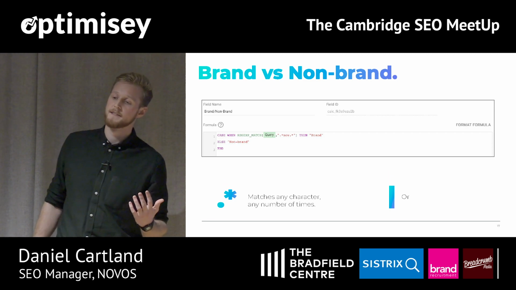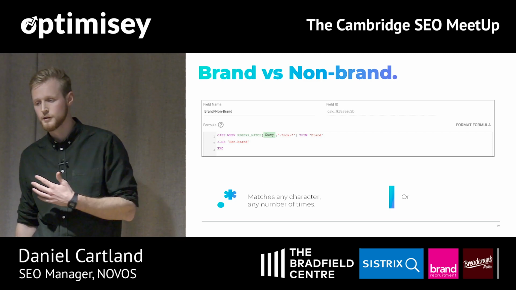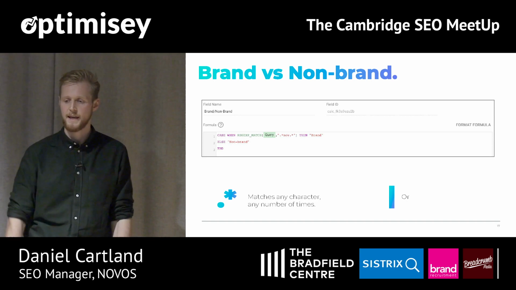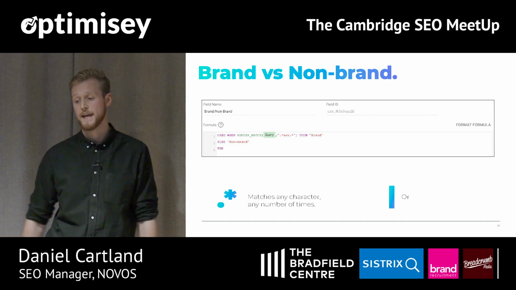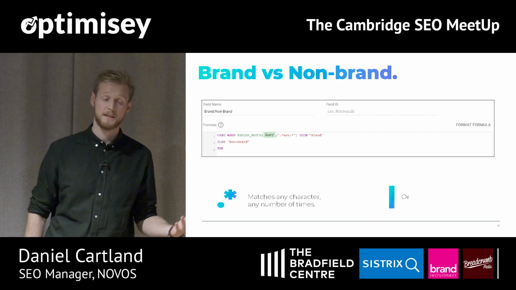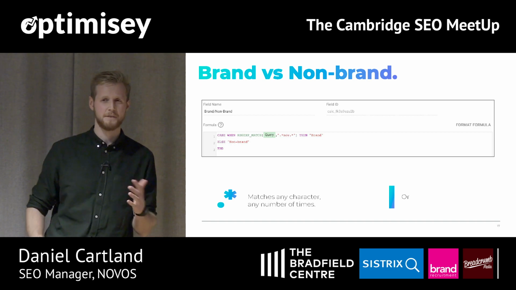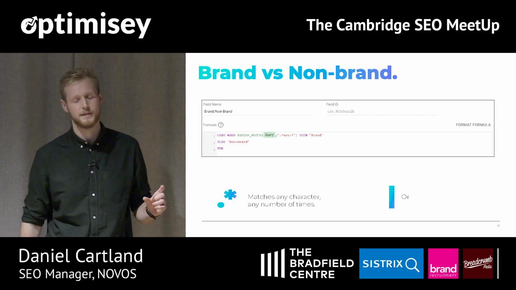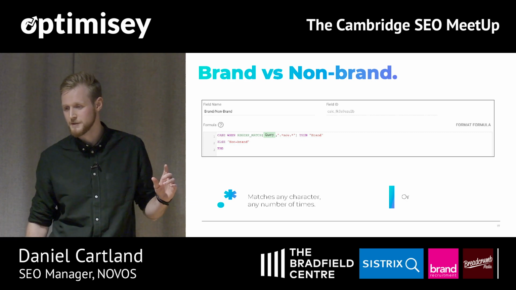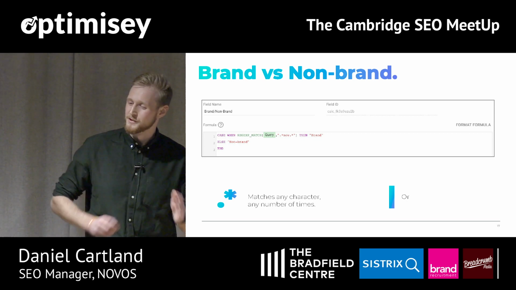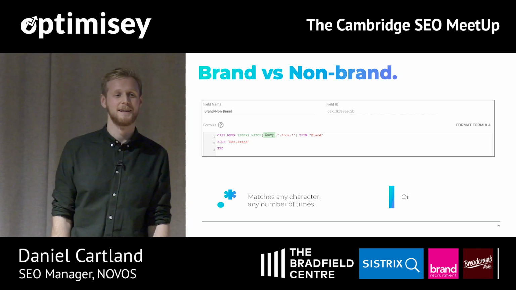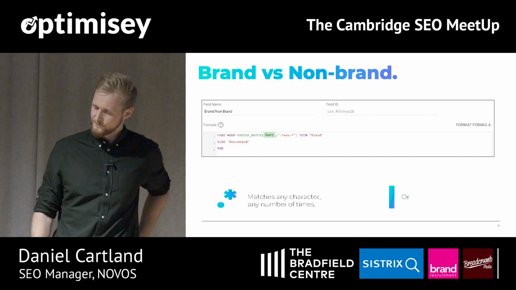So one is brand versus non-brand split from Search Console. So what I've basically said here is whenever my query matches Nov for Novos, count it as branded. If not, count it as non-brand. The reason I've chosen Nov rather than the full Novos is because the amount of times people misspell brand names is quite shocking. So just trying to capture all the data I can, make sure it's all really relevant.